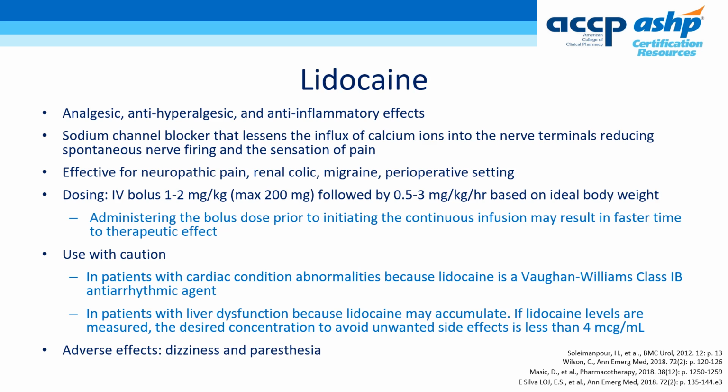Now keep in mind that lidocaine is a Vaughan Williams class 1B antiarrhythmic, and there is the potential of developing cardiac arrhythmias. Although the risk is low, it does increase with higher dosages and accumulation in the setting of liver dysfunction. However, more common adverse effects include dizziness and paresthesias.